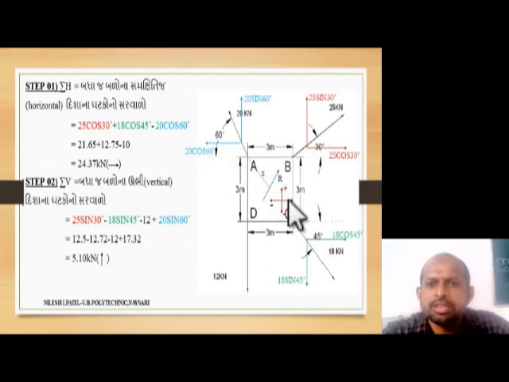Here one figure is given. You have four quadrants. If force moves to the east or plus direction, you have to take that force as positive. In the opposite direction, it is negative. If your force is in the upward or north direction, you have to take that force as positive, and opposite to that it is negative.